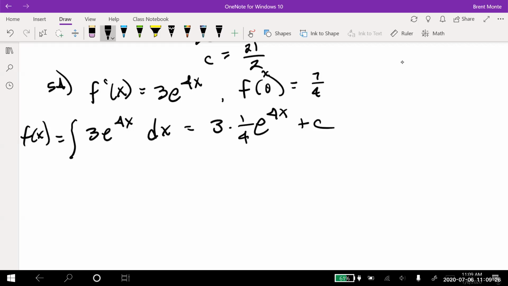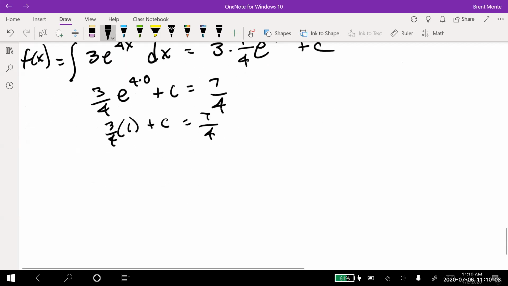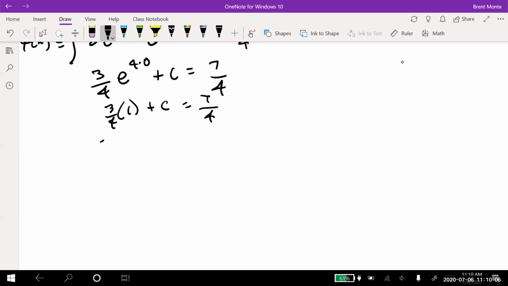So again, let's plug that in for x and that in for y. So I get, let's call it 3/4 e to the 4x plus c equals, now it's equal to that 7/4, and I wrote 4x. Let's change that x here to a 0. So it's 4 times 0. Now that, of course, is e to the 0, and e to the 0 is 1. So this ends up on this side just being 3/4 times 1 plus c equals 7/4. And of course, 3/4 times 1 is just 3/4. So now I'm going to subtract the 3/4 from each side.